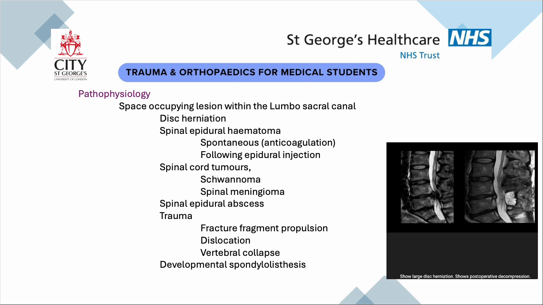You can get it with tumours. So these are the primary tumours that you get in the spinal cord, but you can also get it, if you look at the trauma list, with pathological fractures and retropulsion of fragments. And again, with the trauma, you can get anything which makes that vertebra collapse and retropulse fragments. You get it with dislocations, and also with abscesses, and to a lesser extent with developmental problems. But the majority are really disc herniations or trauma.